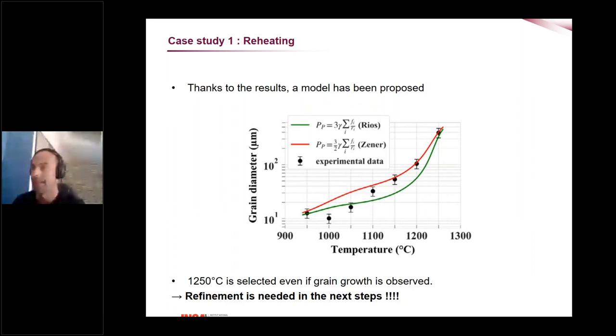So this is the experimental data for the grain diameter with temperature I already gave you. And we were able also to add a grain size model that permits to calculate the evolution of this grain size as a function of temperature. So these are two different models according to the pinning pressure of the precipitates. By the way, they give kind of similar results. As you can see here, this is kind of bad news: if you want to dissolve all the precipitate, you should go up to 1250 degrees. But at this temperature, you have a large increase of the grain diameter, about 400 microns in that case. So that means we need to find a way in the next steps to refine the grain size. And that will be one of the key issues, as you will see.